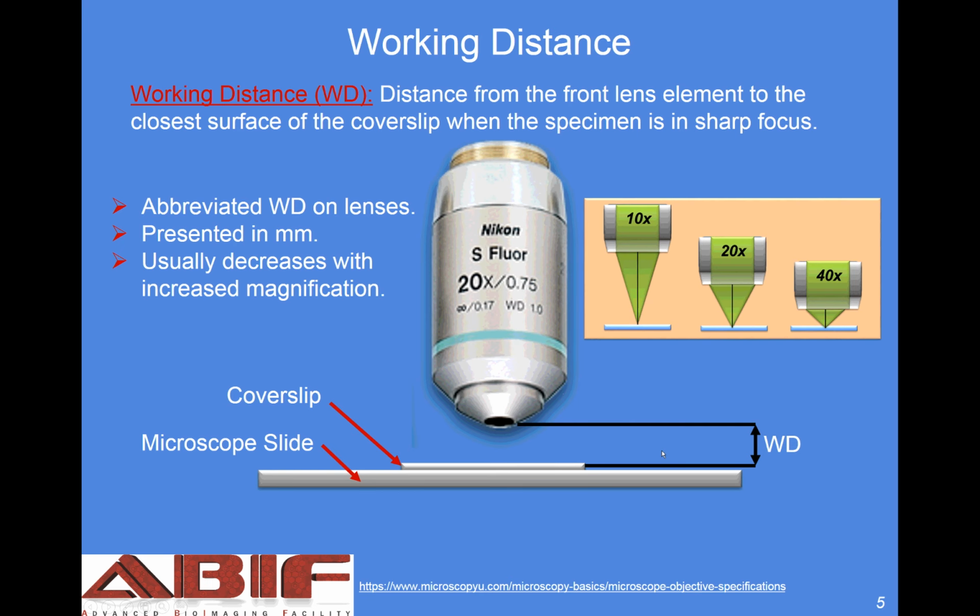The working distance is another property of the lens, and this is the distance from the front lens element to the surface of the cover slip when the specimen is in focus. So when you put your sample on the microscope and focus on it, it's this distance here between the front of the lens and the top of the cover slip. And in general, this number decreases with magnification. So as you go from 10x to 40x, you can see the lens needs to be closer to the cover slip for the sample to be in focus. And on the lens, you'll see usually WD and a number, and that number is the working distance in millimeters.